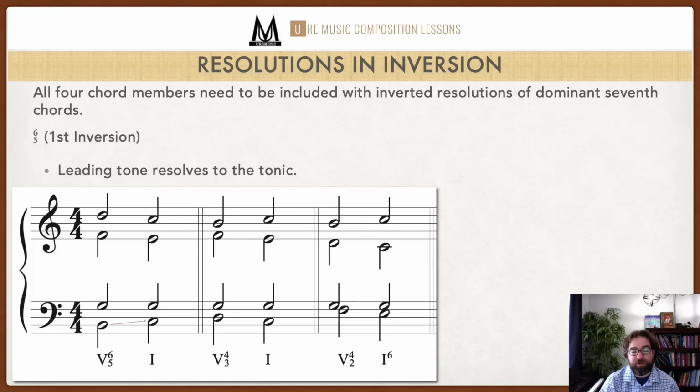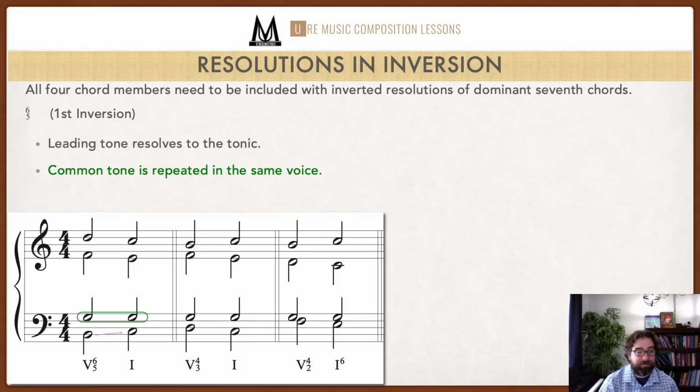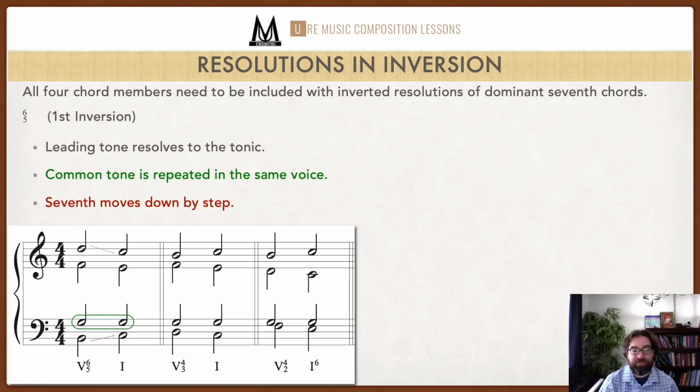So, basic overview here. All 4 chord members need to be included with inverted resolutions of the dominant 7th chord. So in the 6/5 chord, you got first inversion, leading tone resolves to the tonic, the common tone is repeated in the same voice, and the 7th moves down by step.